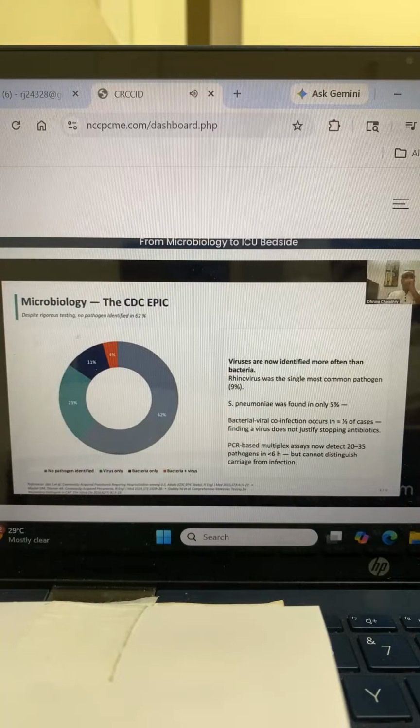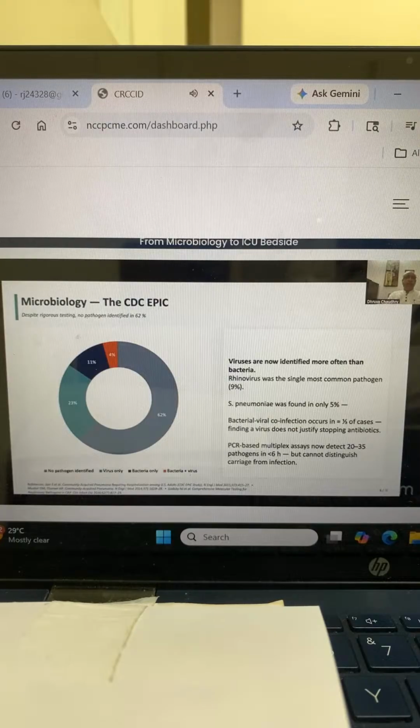When you look at the microbiology, the conventional teaching is that community-acquired pneumonias are primarily because of bacteria. But when you start looking at it, the data very clearly shows that whatever the rigorous testing we have done, we have not been able to identify pathogens in more than 62% of the cases.